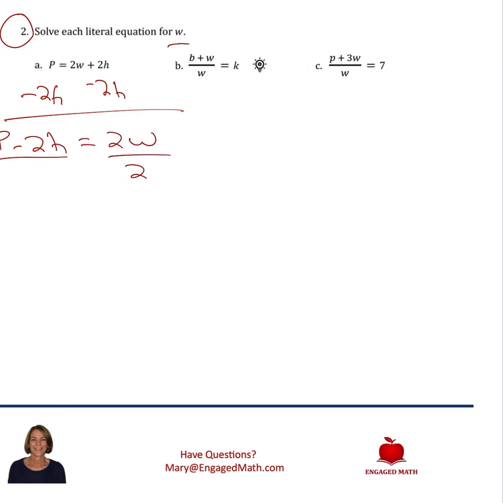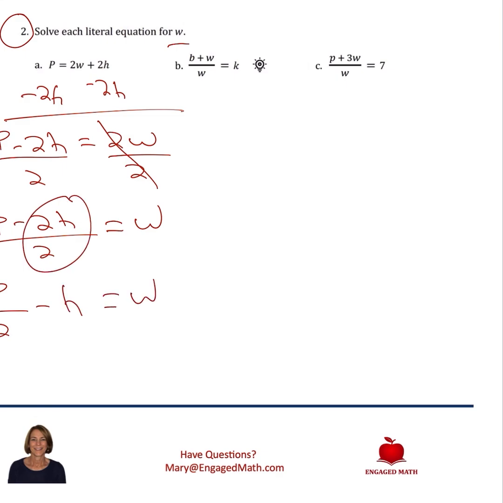Divide both sides by 2, and we simply now have (P minus 2h) over 2 equals W because the 2's cancel. 2 over 2 is just 1. So now we can either write our final answer as P over 2 minus, since it's 2h over 2, it can be written as h, equals W. So you could either leave it the way we had it, or you could make it into two separate parts.